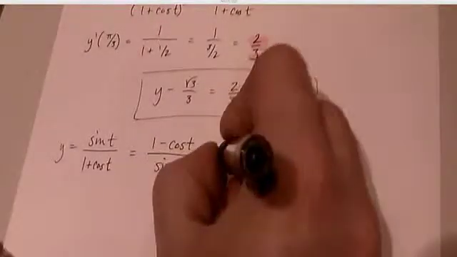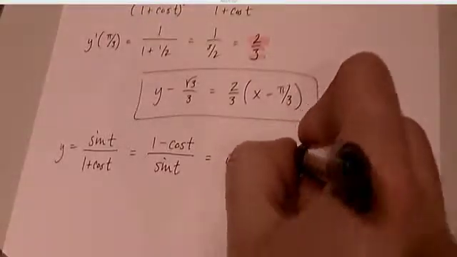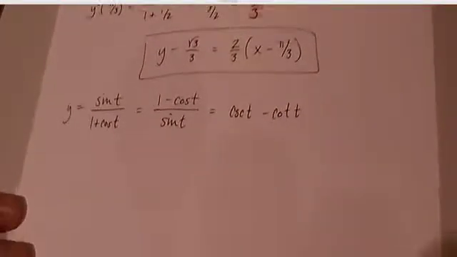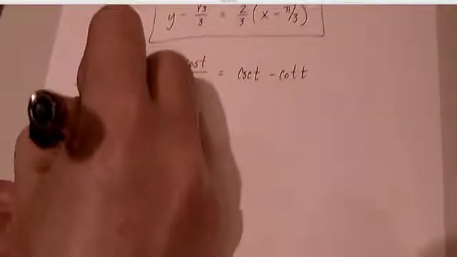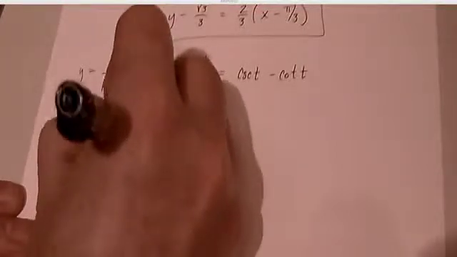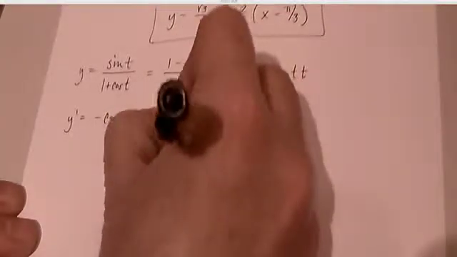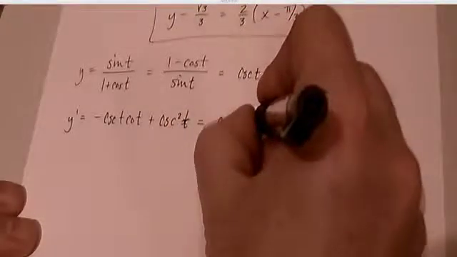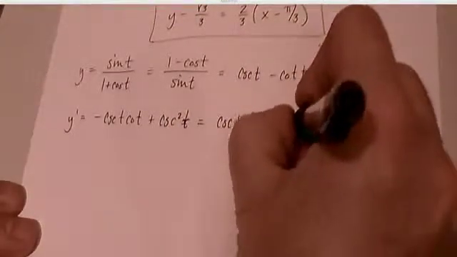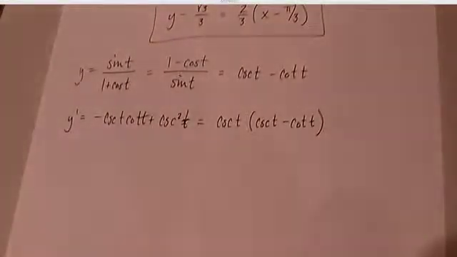Well, the thing that is so nice about this is that it simplifies because it has a monomial denominator. If we take that monomial denominator, then y prime winds up being negative cosecant t cotangent t plus cosecant squared t, and then if I want to factor out a little bit, we get that. Okay?